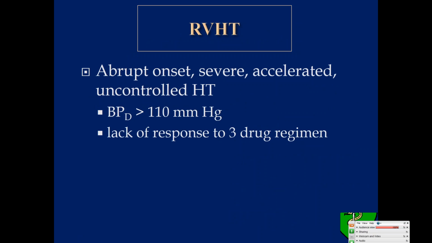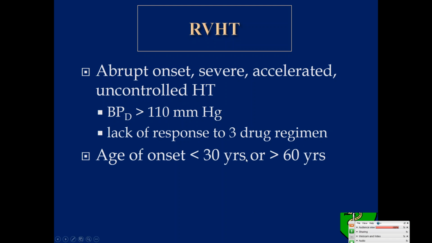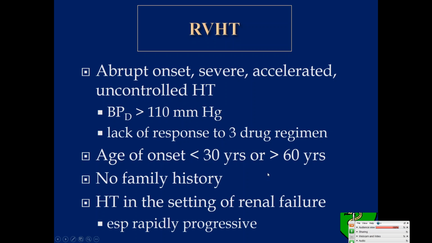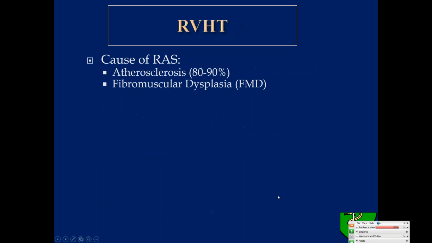Renovascular hypertension is characterized by abrupt onset. It's very severe, accelerated, and uncontrolled hypertension. Blood pressures usually are over 110 millimeters of mercury diastolic. And there is a lack of response to 3 drug regimens. Usually this disease affects patients who are younger than 30 years old and older than 60 years old. There is usually no family predisposition, and hypertension is seen in the setting of renal failure.